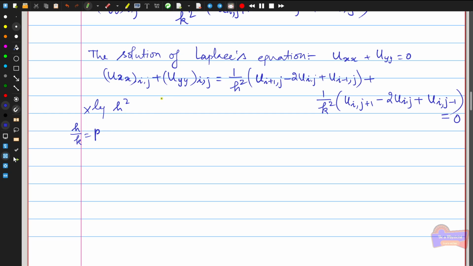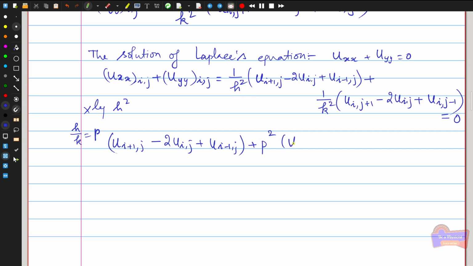So I can take it as p, so that I can rearrange this equation as u of i plus 1 comma j minus 2 u of i comma j plus u of i minus 1 comma j, plus p squared times u of i comma j plus 1 minus 2 u of i comma j plus u of i comma j minus 1, which is equal to 0.